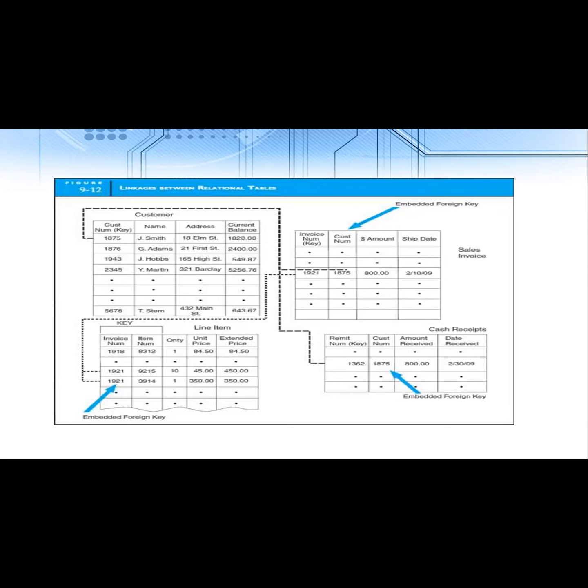Foreign keys are not always embedded like in this example or in this figure. The degree of cardinality between the related tables determines the method used in assigning foreign keys.